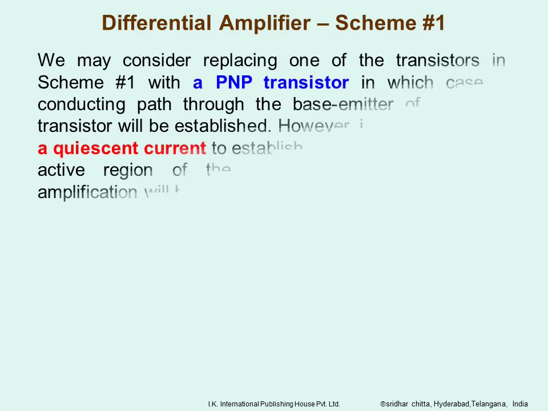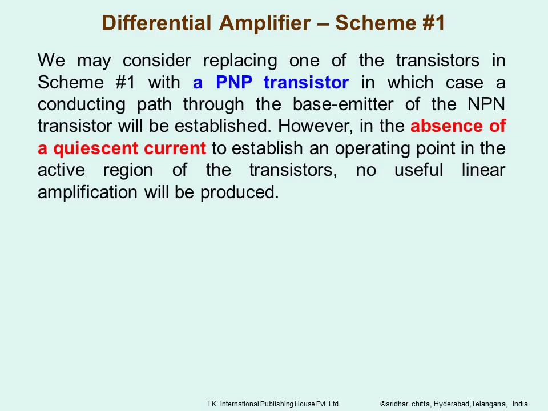We may consider replacing one of the transistors in scheme 1 with a PNP transistor, in which case a conducting path through the base emitter of the NPN transistor will be established. However, in the absence of a quiescent current to establish an operating point in the active region of the transistors, no useful linear amplification will be produced.